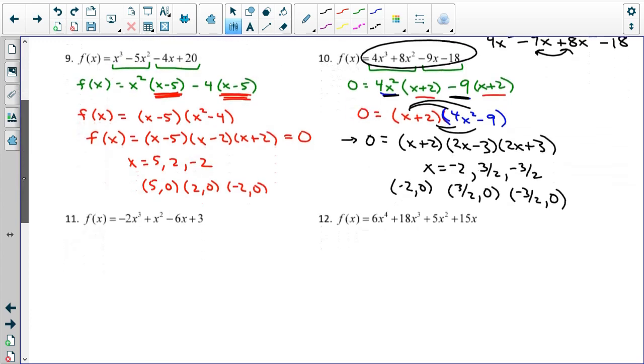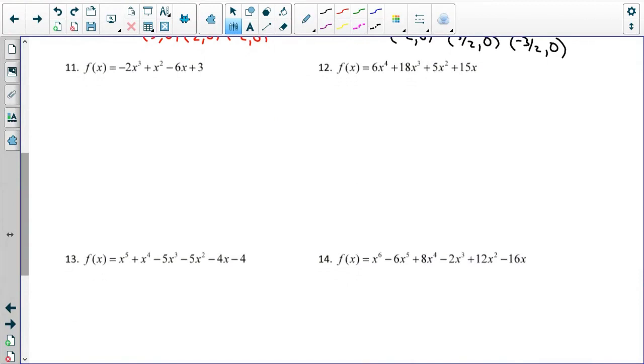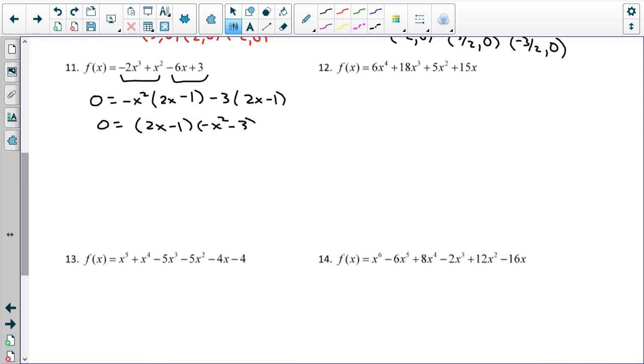I'm going to go a lot quicker through the last four, but I do want to give you as many examples as I can. So the greatest common factor of the first two terms is negative x squared, and I'm left with 2x minus 1. Then the greatest common factor of the other terms is minus 3, and then I'm left with 2x minus 1. So I have 2x minus 1, and then I have negative x squared minus 3. I can pull out a negative 1 from this, so I have negative 1 times 2x minus 1, times x squared plus 3.